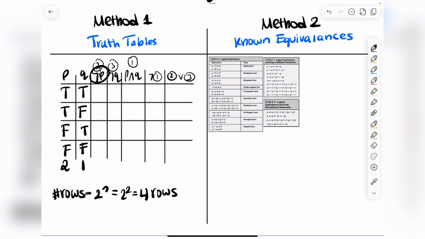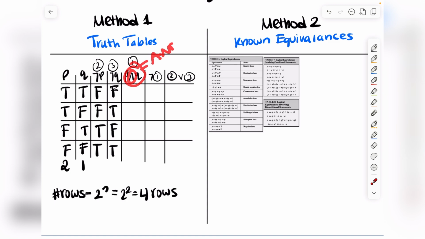Not p is just a fancy way of saying opposite of p. So if p is true here, it's going to be false here. True here, false here, false here, true here, false here, true here. Not q, fancy way of saying opposite of q. So if q is true here, it's going to be false here, false here, true here, true here, false here, false here, true here.